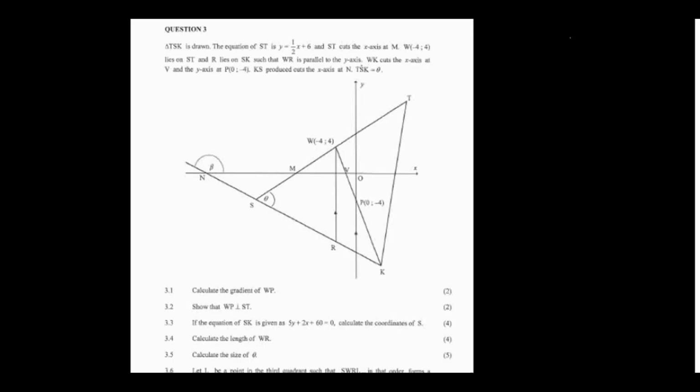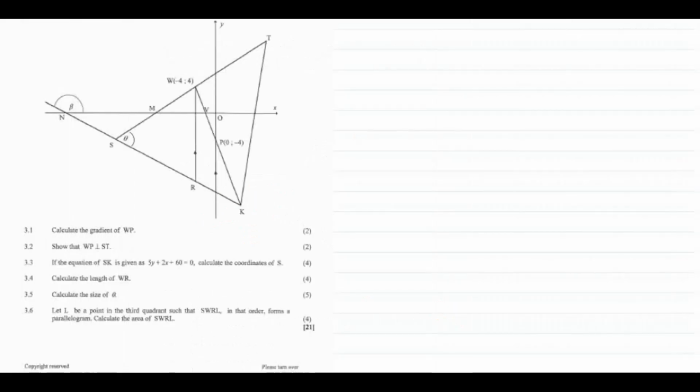WK cuts the x-axis at V and the y-axis at the point P, which has the coordinates 0 and -4. And then we are also told that KS produced cuts the x-axis at N. And then on our triangle TSK, we know that angle S is equal to theta. Alright, so question 3.1 says that we need to calculate the gradient of WP.